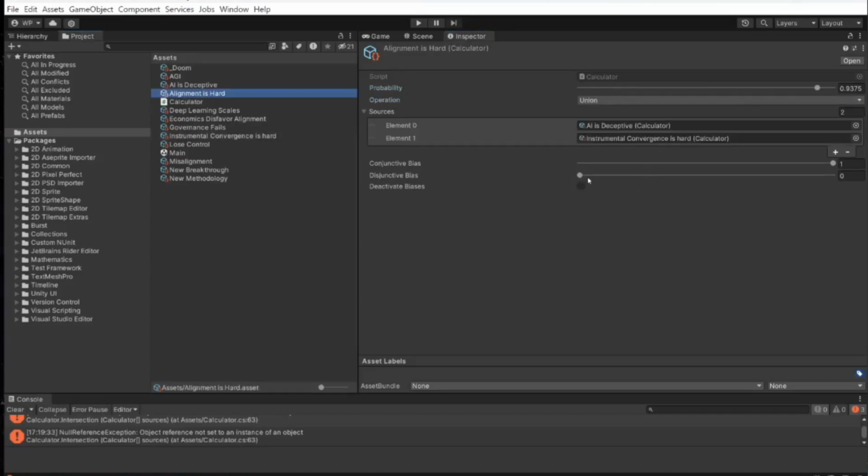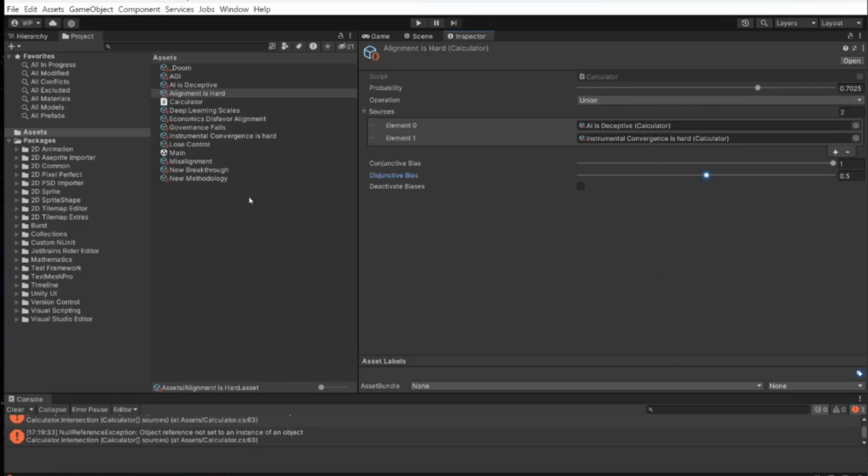But then there's also a fairly strong disjunctive bias where there's a lot of other things that could make this hard. So maybe I'll make this fairly high and I'll leave the conjunctive bias alone. And so now we have a different probability, but that's very dependent on this bias. As I lower it, it goes down to 0.4 just from these sources. That's something I added just now. I could add any number of nodes at any level.